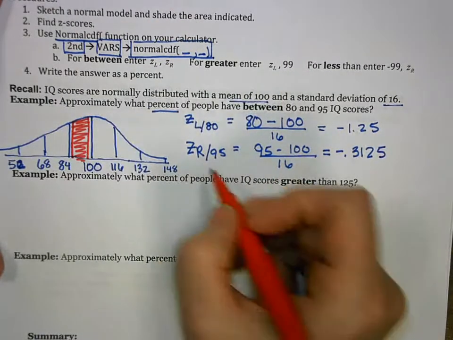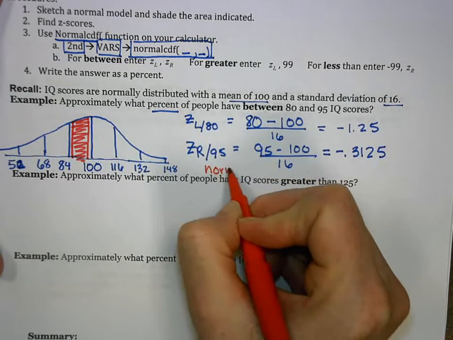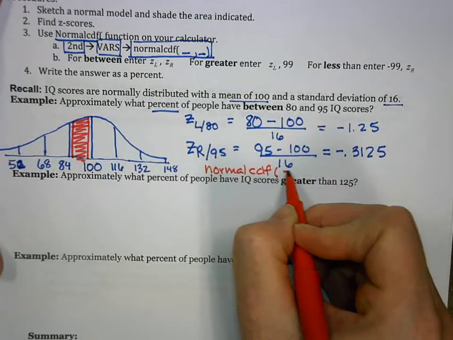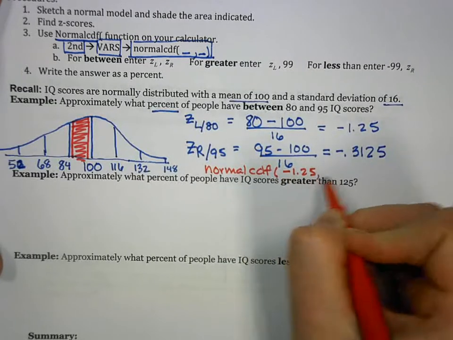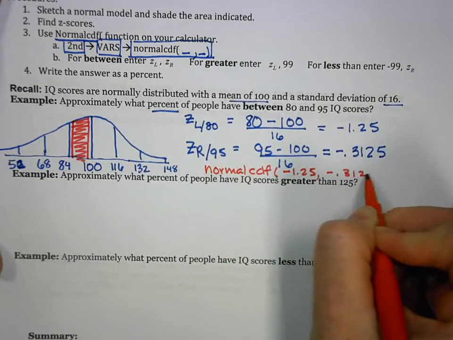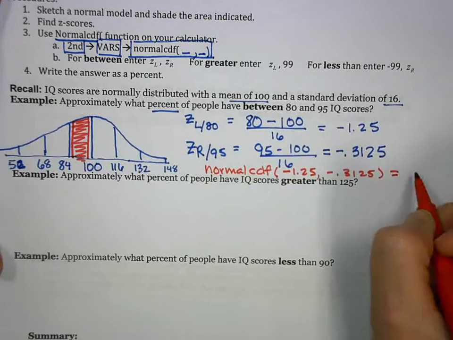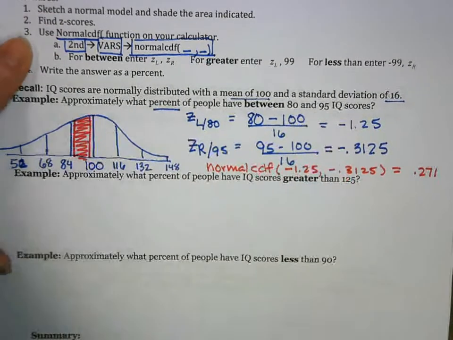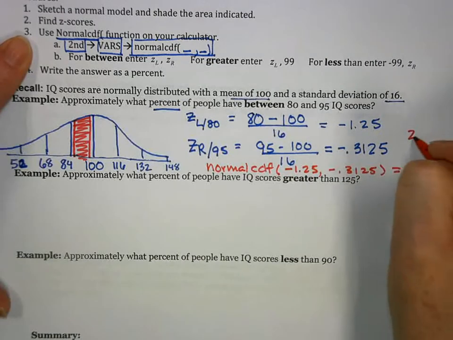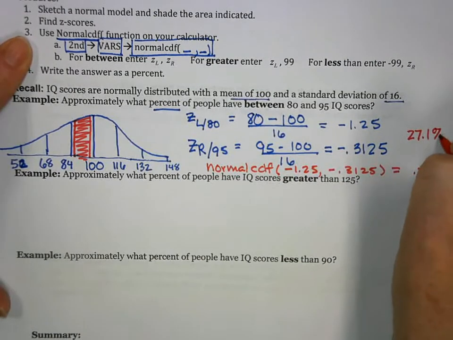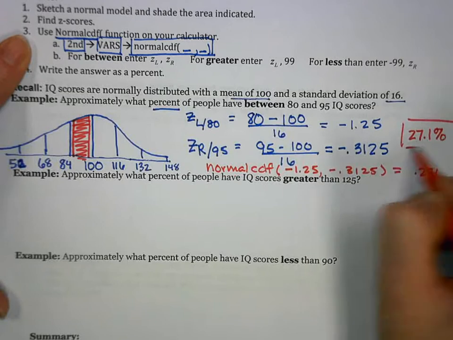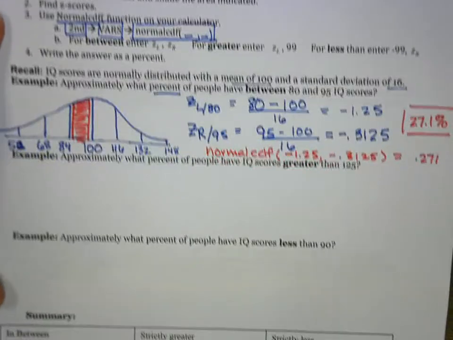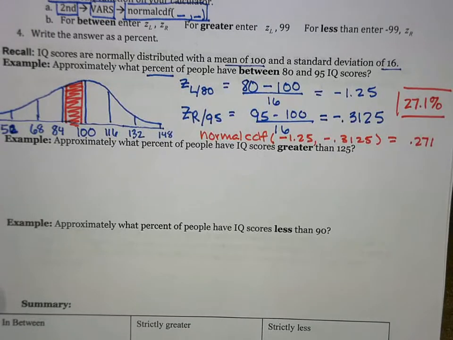Let's see what we just did. The normal CDF of negative 1.25 and negative 0.3125 gives us 0.271, which we have to write as a percent. So we write that as 27.1%. It would be fine to just say 27%. So 27% of people have IQ scores between 80 and 95.